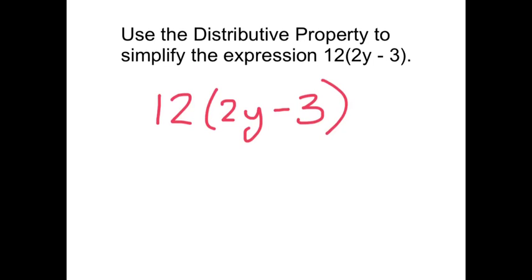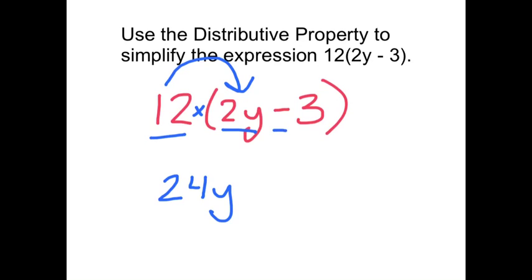Use the distributive property to simplify the expression 12 times the quantity 2y minus 3. Alright, so 12 times this quantity, 12 times 2y, that means 12 2y's, that means 24 y's minus, because that's the sign that's in between them, and then the 12 also has to be shared to the 3. 12 times 3 is 36.